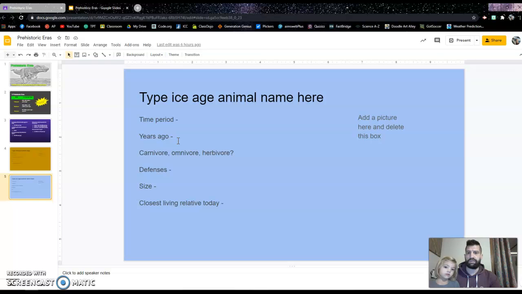Defenses, I know we had some troubles with that yesterday. If you spend some time on that, you might have to do some extra reading on there. Size, you're going to probably find most of them aren't nearly as big as those dinosaurs you found, but they're also probably going to be bigger than some of the real small dinosaurs you found too.